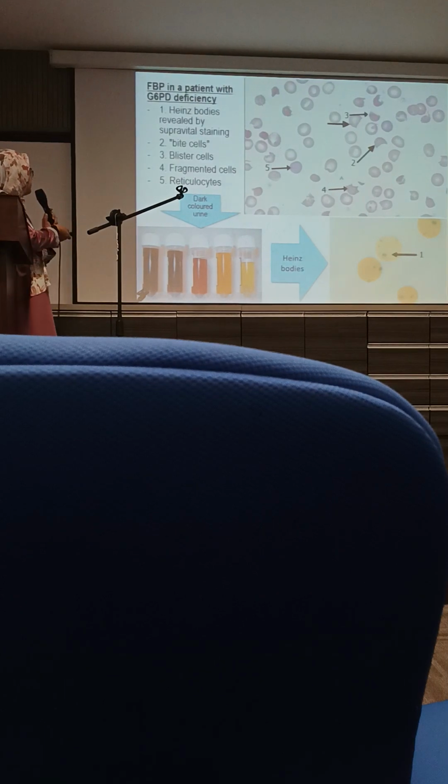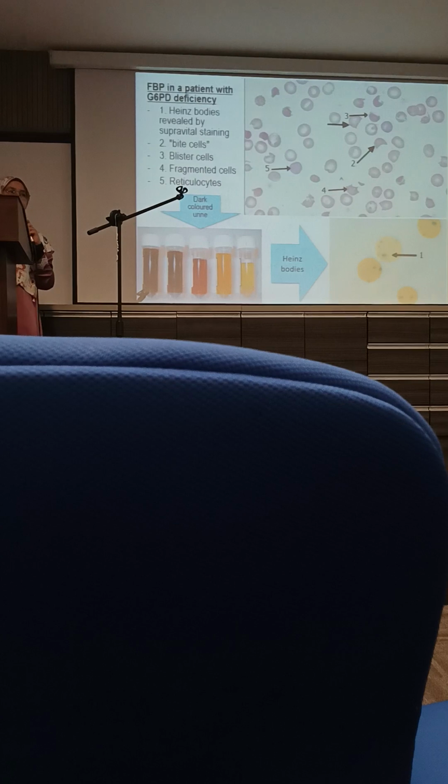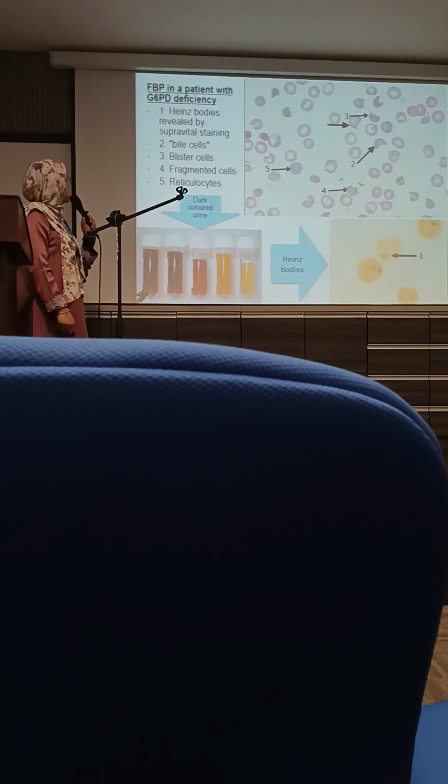And other cells that you can find in the full blood picture. Do you see this cell? The cell number 2, you call this a bite cell. It looks like it has been bitten, right? These are bite cells, typical of G6PD deficiency.